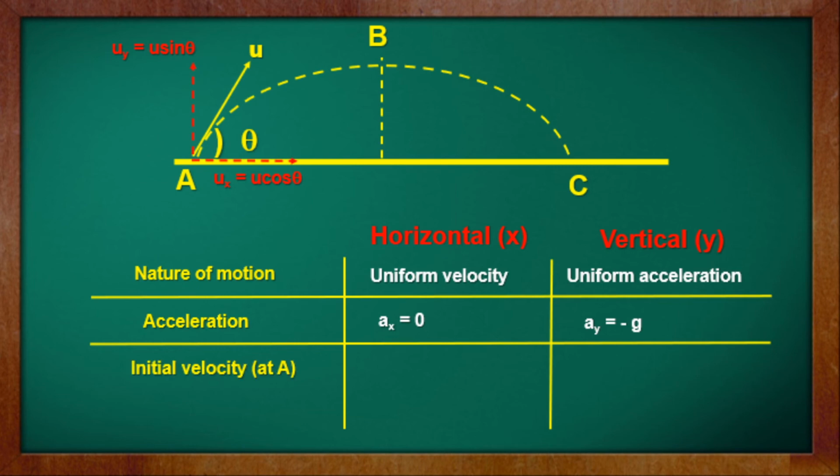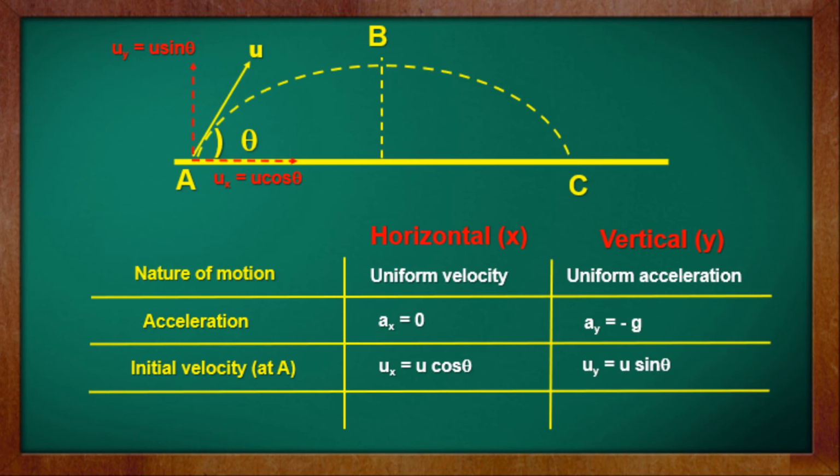What is the initial velocity at A? So, at A, the initial velocity along the horizontal is u cos theta, and along the vertical it is u sin theta. And when the projectile reaches point B, here the velocity is exactly horizontal. The velocity is not 0, because if the velocity is 0, the projectile will fall here. So, that is why at B the velocity is not 0, it has horizontal velocity, and since the velocity is exactly horizontal, there is no vertical velocity at B.